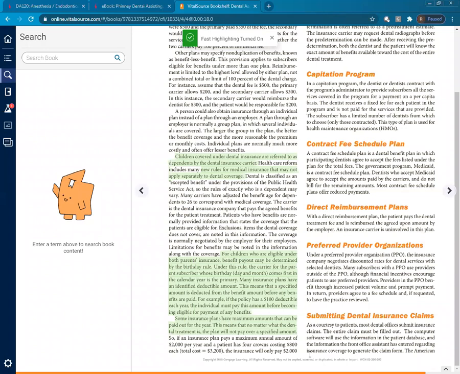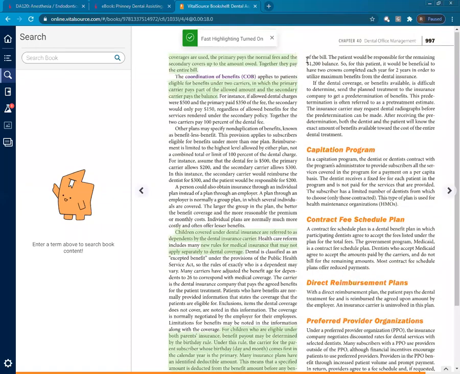So a lot of times patients will do 2 one year and 2 the next to maximize their benefits rather than paying the difference. So the patient would still be responsible for the $1,200 over the $2,000 that their insurance pays. So again, 2 crowns completed each year for 2 years in order to get the most.